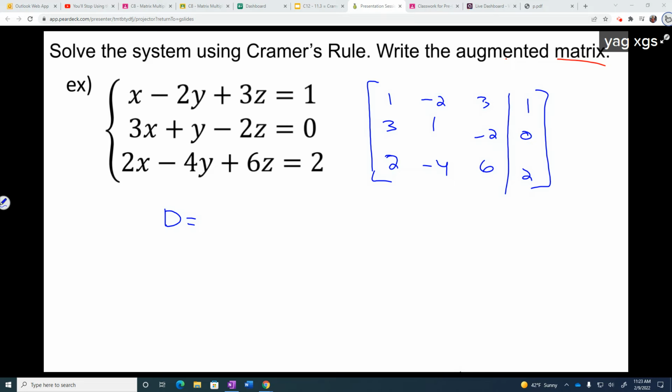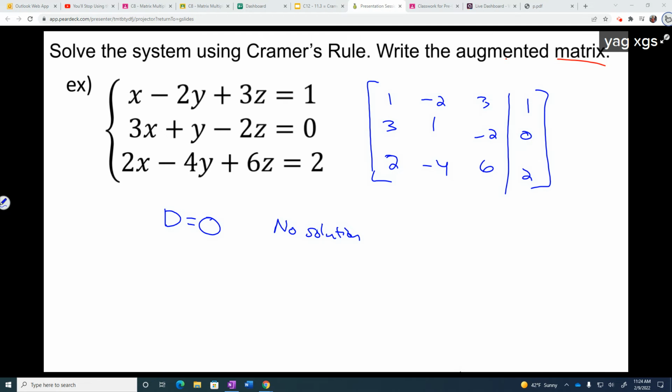What did we get for D? Zero. Okay. So if D is 0, then what? Yeah, this one has no solution because all of the answers are going to be undefined. No solution. So you stop there.